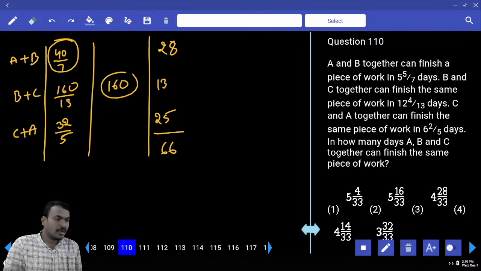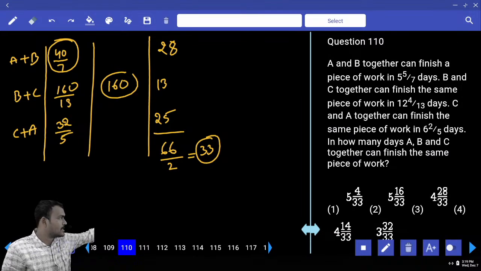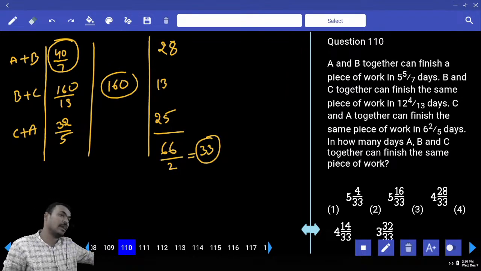What is the total efficiency? 66 or not? Divide by 2, we get which efficiency? A plus B plus C or only A? A plus B plus C. Because A plus B, B plus C, C plus A, we are adding, we get 2 of A plus B plus C. Twice of A plus B plus C is 66, so A plus B plus C efficiency is 33.